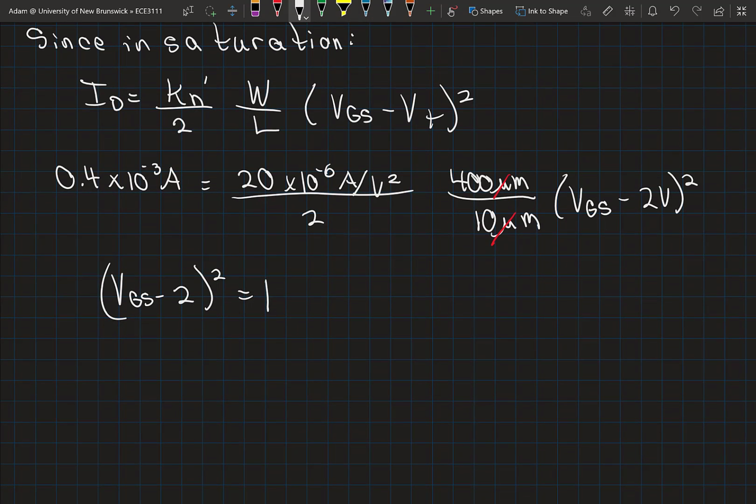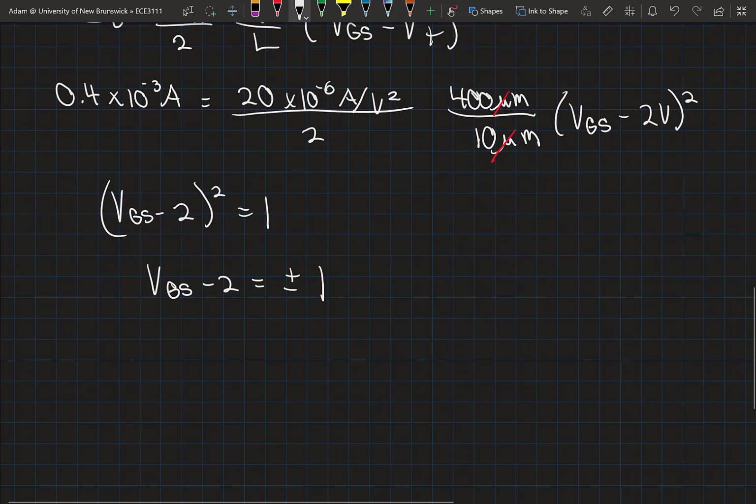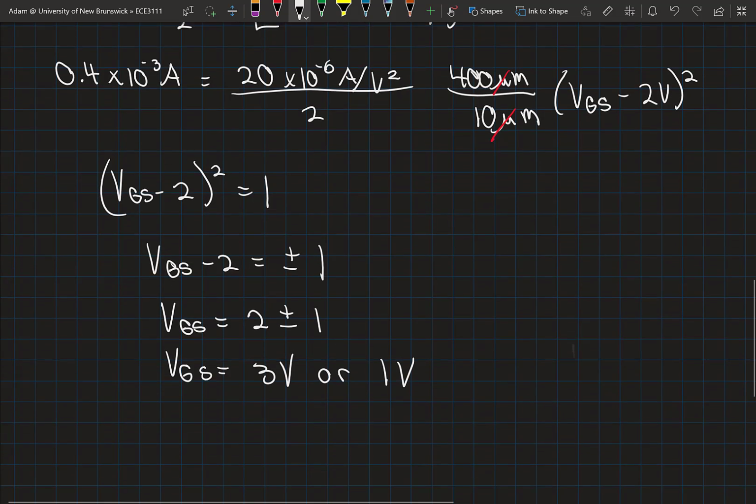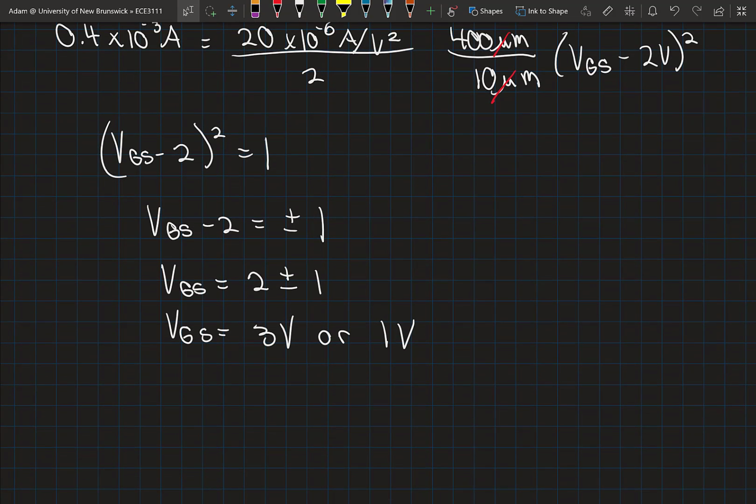Square root of both sides shows that my gate to source voltage minus 2 is equal to plus or minus 1, and therefore my gate to source voltage is equal to 2 plus or minus 1, or in other words, it's equal to 3 volts or 1 volt. But how can it be both of these values?